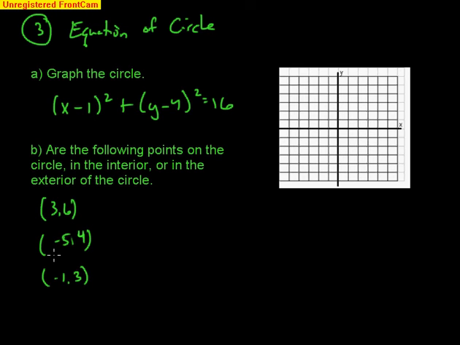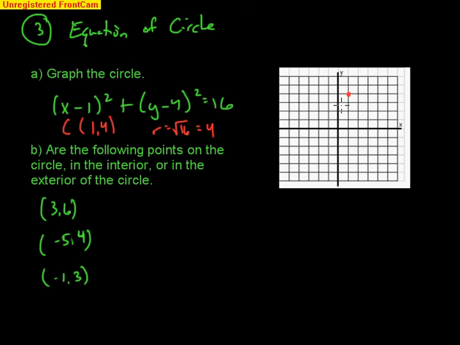Graph the circle. Okay. Well, we have this equation, x minus 1 squared plus y minus 4 squared equals 16. So remember, the center is opposite of these. 1, 4. So my graph, 1, 4. Okay, so there's my center. Then the radius is going to be the square root of 16, and that's 4.